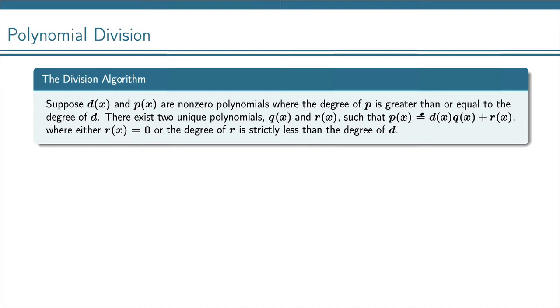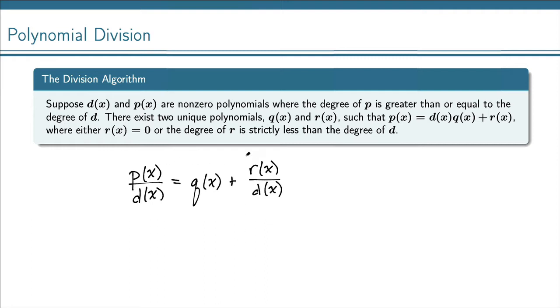Okay. Now, this statement doesn't look like division is happening, but notice that if you take both sides of this equation and divide both sides by d of x, notice what happens. You have p of x over d of x equals, if I divide this by d of x, I just get q of x. And then plus r of x divided by d of x. I can just write that out as a fraction.